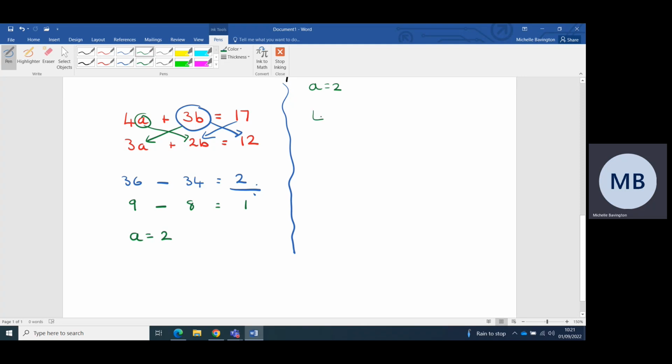Right, rewrite it. 4a plus 3b equals 17. 3a plus 2b equals 12. Right, start from this all the way across. 4 times 12 is 48, and 17 times 3 is 51, minus, and that gives me 3.